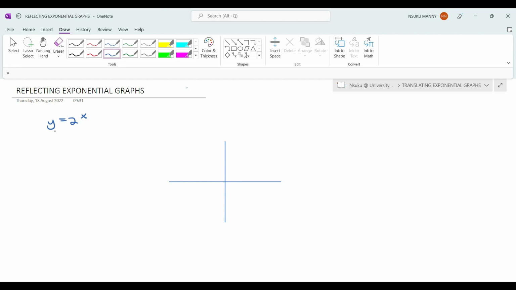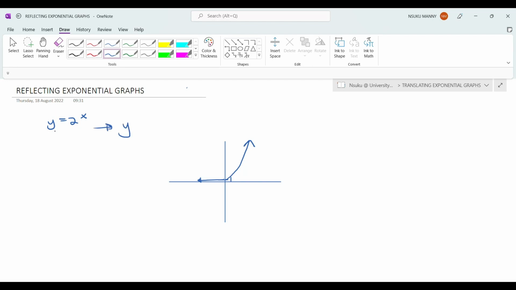We know that it intercepts the y-axis at 1. It's going to look something like this, increasing exponentially going up, and going down but never touching the x-axis.